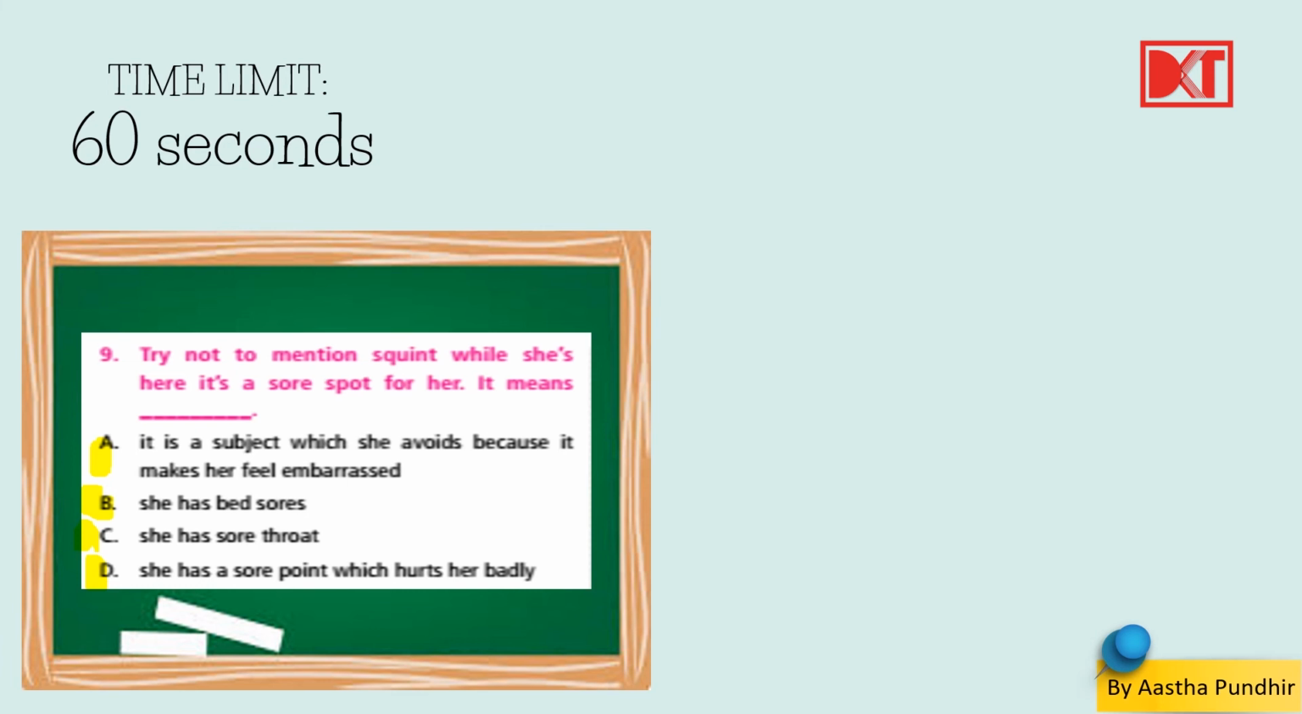Now, this is quite funny, how many interesting options they come up with trying to confuse you. And if you know the correct answer, all these other options are just going to seem funny to you. See, the correct answer is A, something being a sore spot. When something is a sore spot for someone, it means it is a subject which this person avoids because it makes them feel embarrassed. It doesn't mean that this person has bed sores or a sore throat or a sore point which hurts them badly. Okay?